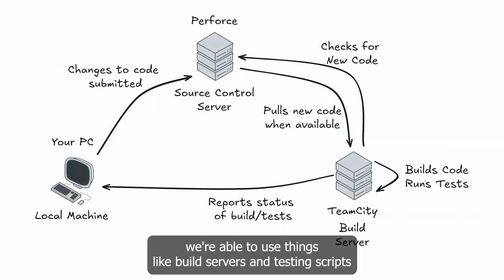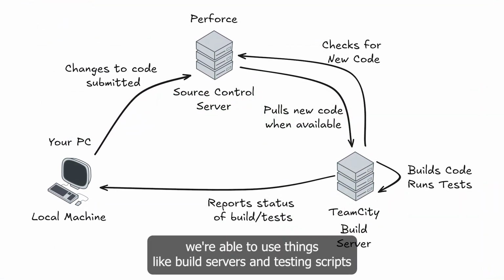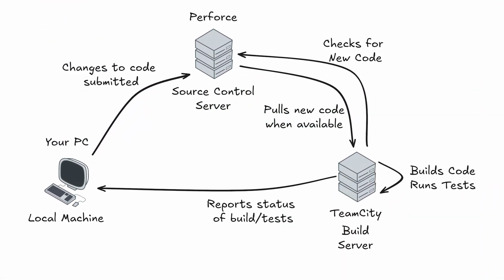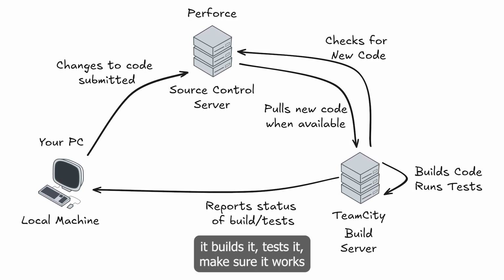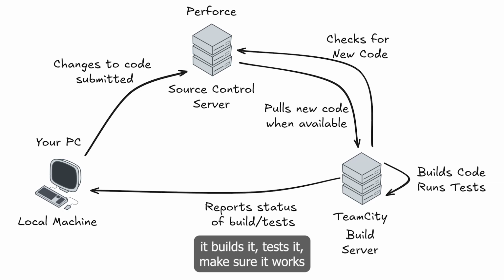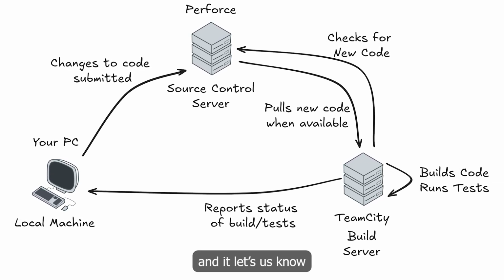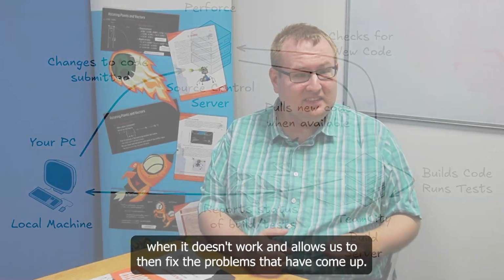With continuous integration, we're able to use things like build servers and testing scripts to just go through the code that's being submitted to source control. It builds it, tests it, makes sure it works, and it lets us know when it doesn't work and allows us to then fix the problems that have come up.